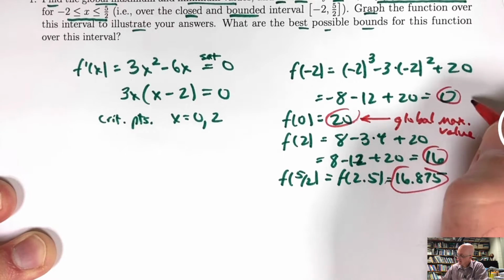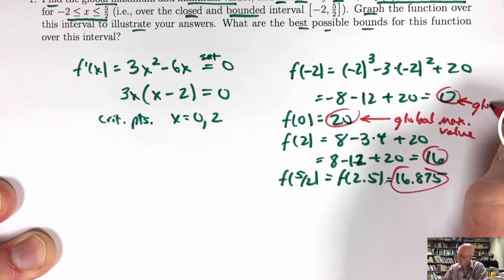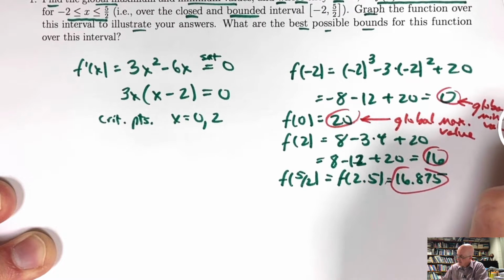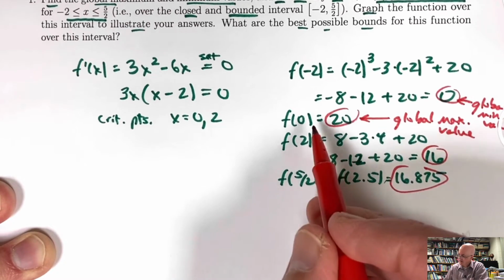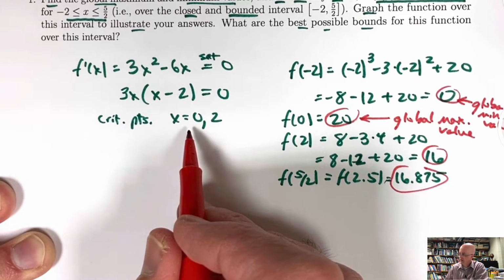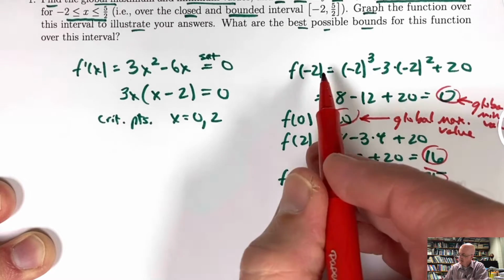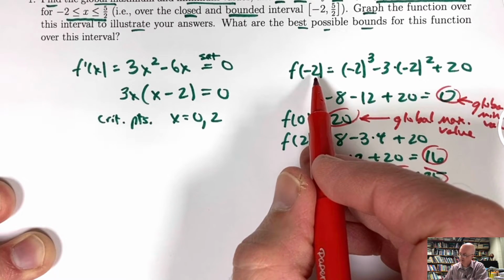And the smallest number here is 0. That's the global min value. And it occurs at -2. The global max occurs at a critical point in the interior of the interval, and the global min occurs at the left endpoint of the interval.